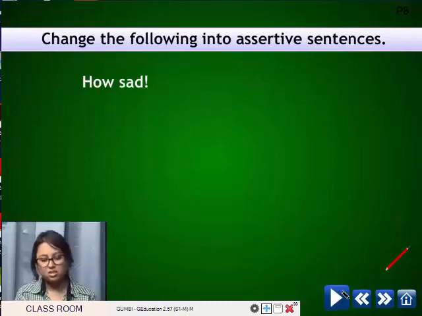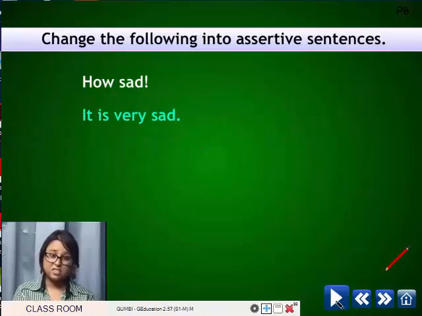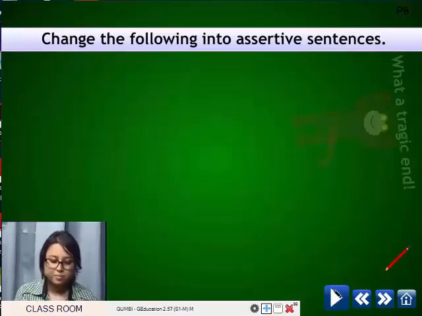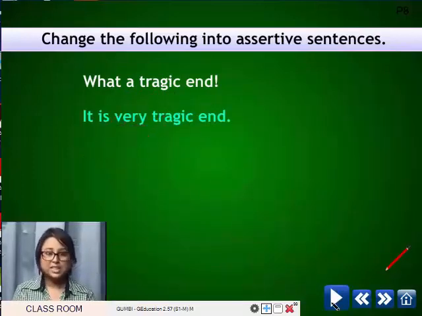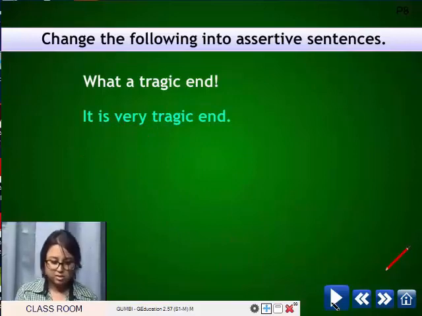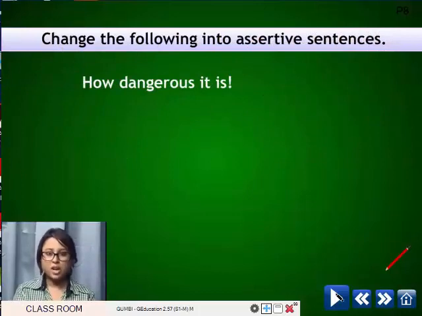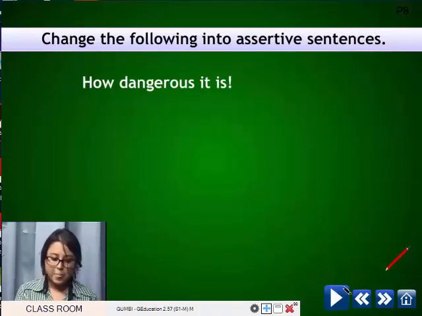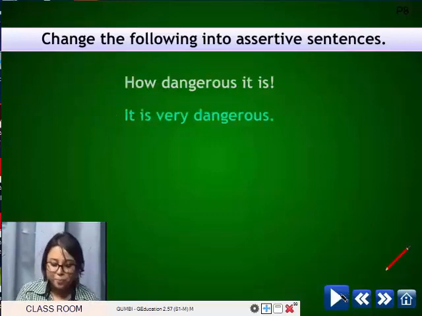How sad. It is very sad. What a tragic end. It's a very tragic end. How dangerous it is. It is very dangerous. Okay. Students, practice how to say these sentences at home.